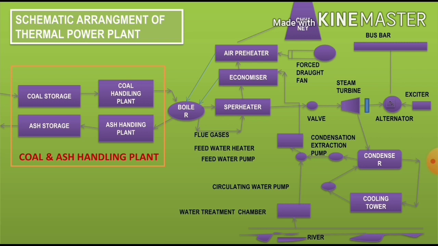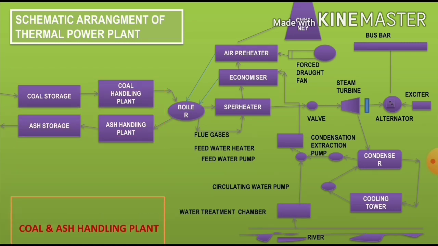The coal is burnt in the boiler and the ash produced after the complete combustion of coal is removed to the ash handling plant, and then delivered to the ash storage plant for disposal. The removal of the ash from the boiler furnace is necessary for proper burning of fuel.